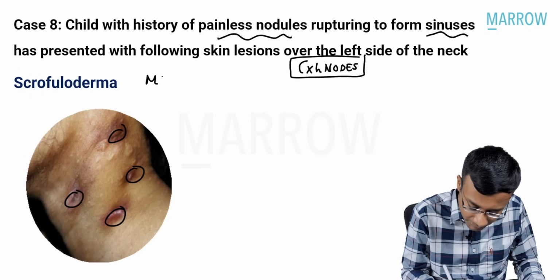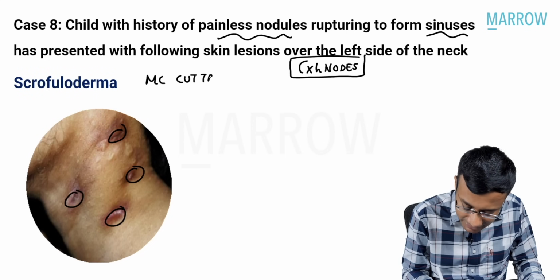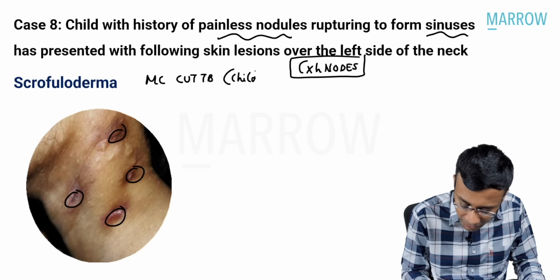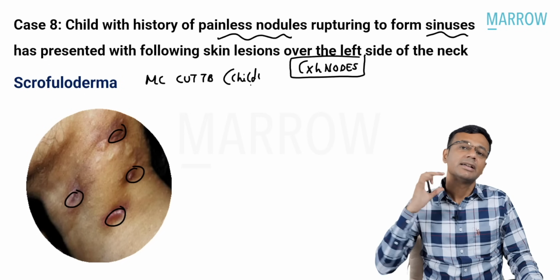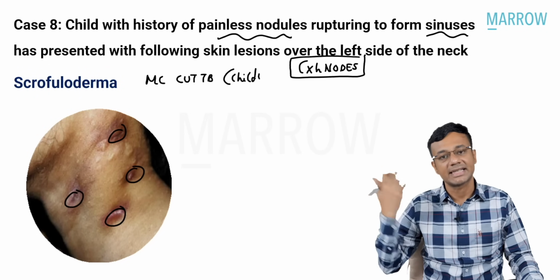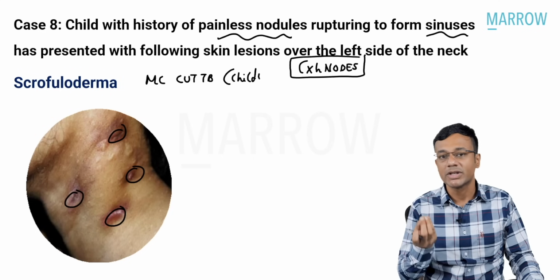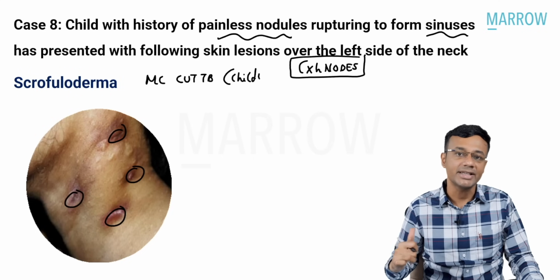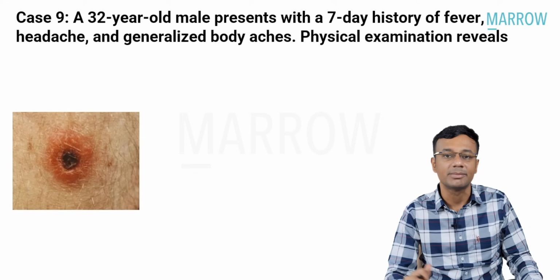This is the most common cutaneous tuberculosis in a child. So the identifying points would be there are painless nodules, they rupture into the skin resulting in sinuses, fibrotic scars. Usually the ulcers here are going to have an undermined edge. So this is called scrofuloderma.